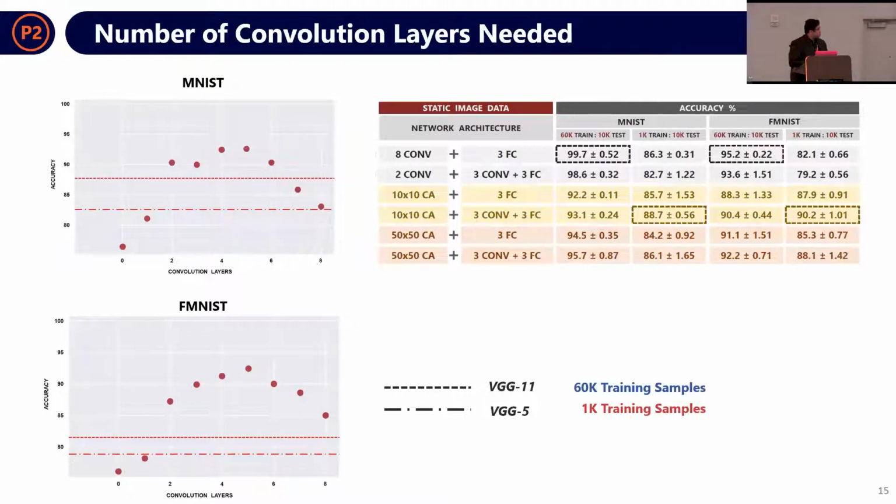So we also did a test where we checked how many convolutional layers are required after my cellular automata. We noticed that we require a minimum of at least two convolutional layers after my cellular automata, two or more rather, to actually get a reasonable amount of performance.